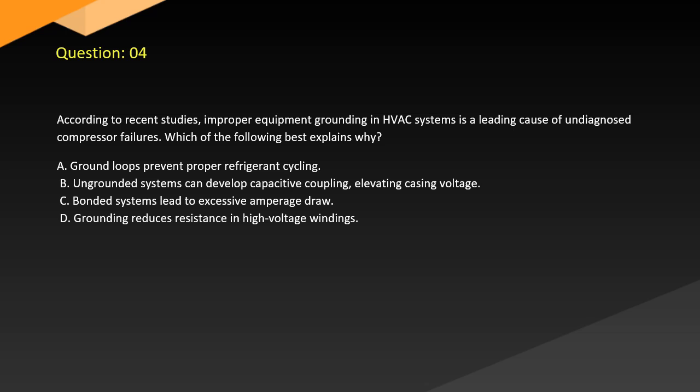Question 4. According to recent studies, improper equipment grounding in HVAC systems is a leading cause of undiagnosed compressor failures. Which of the following best explains why ground loops prevent proper refrigerant cycling?